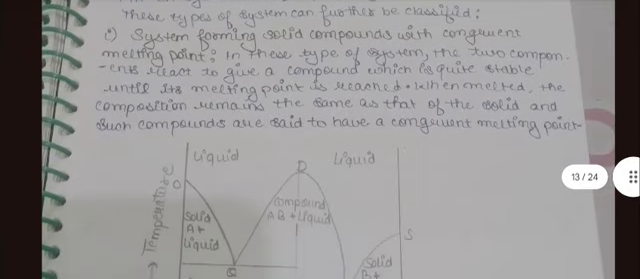This type of system can further be classified. System forming a solid compound with congruent melting point: in this type of system the two components react to give a compound which is quite stable up to its melting point. When melted, the composition remains the same as that of the solid, and such compounds are said to have congruent melting point.